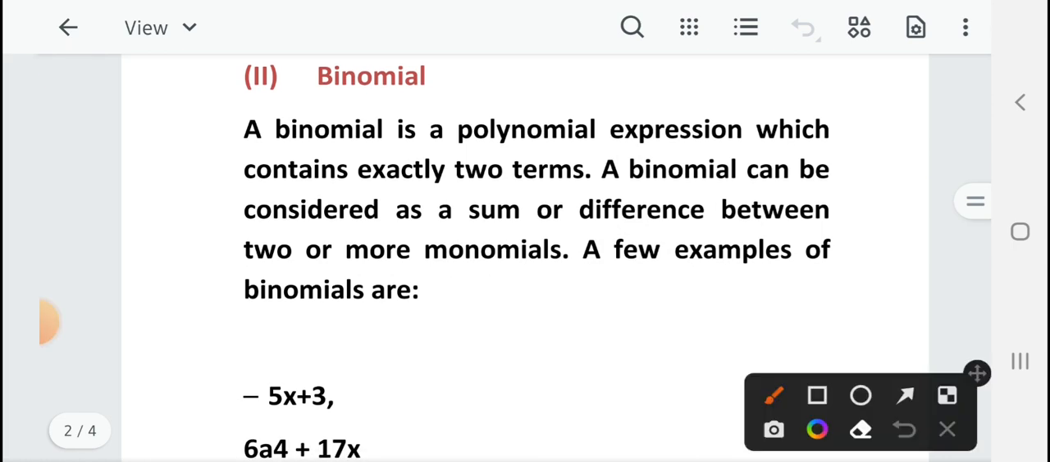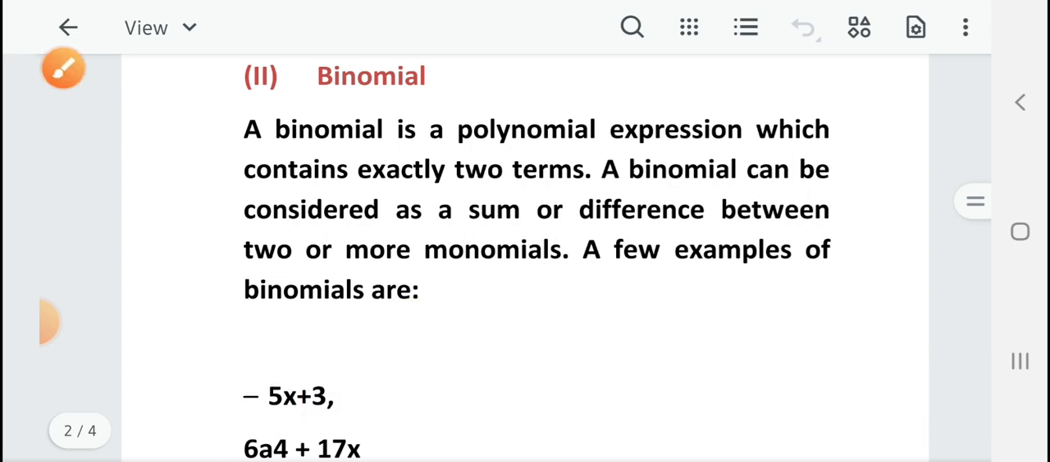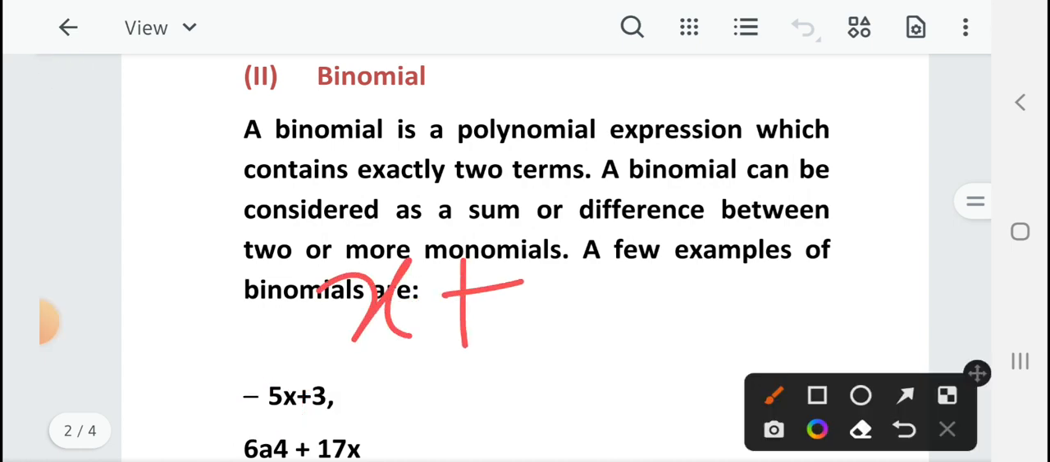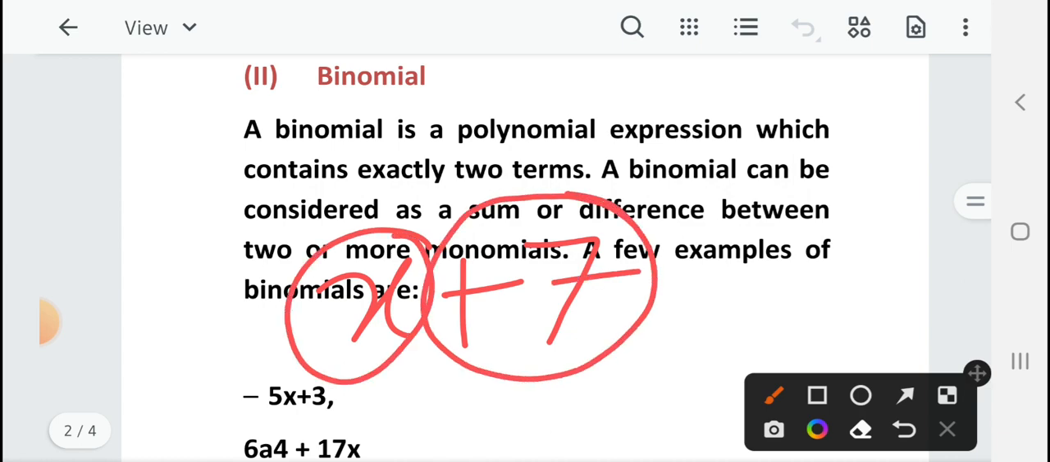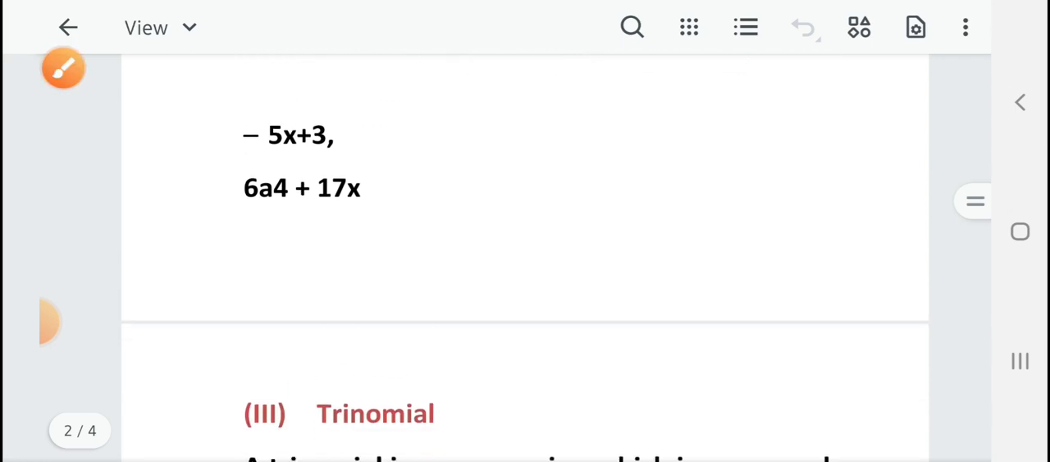Okay, like minus 5x plus 3. So minus 5x and 3, there are two terms which have been added here, so you can say this is a binomial. Likewise you can take x plus 7. So x is one term and another term is 7, and they are added, so it is a binomial.